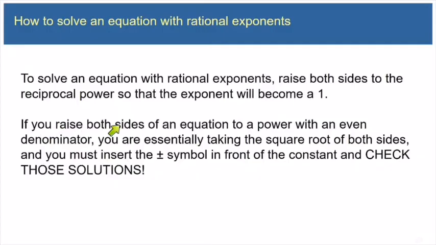Now, if you raise both sides of an equation to a power that has an even denominator, then you're essentially taking the square root of both sides, which means you're pretty much using the square root property, and you have to insert that plus minus symbol in front of the right side, and you need to check the solutions. These equations are not actually that difficult to solve, so once we've got a couple of examples under our belt, you'll probably feel a lot better about it. So let's get to some examples now.